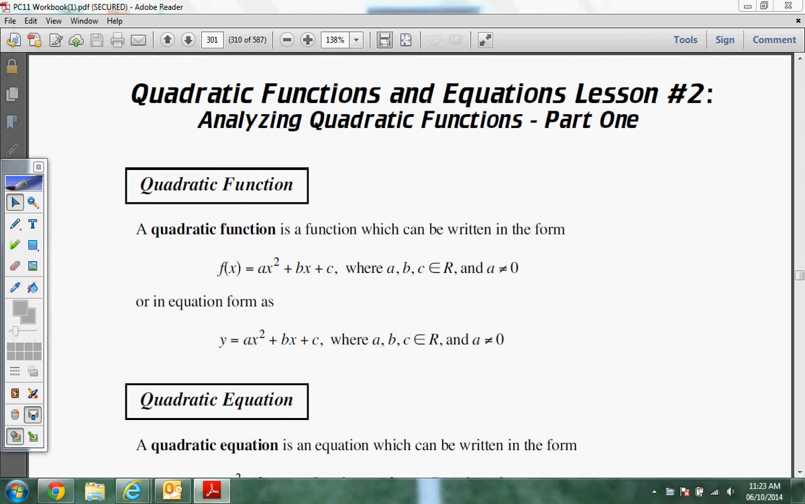All right, so we got Unit 3, Lesson 2 here. Just going over how to analyze quadratic functions, Part 1, in terms of the form, how we want to look at them, what's general, what's standard, and all those kinds of things. We're going to go through quite a bit of investigation, so it might be a little bit longer.